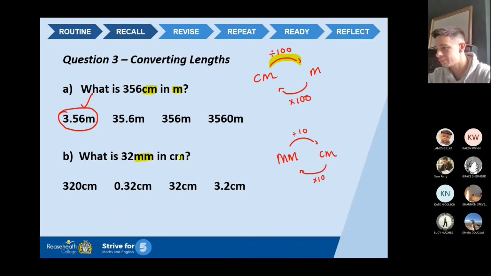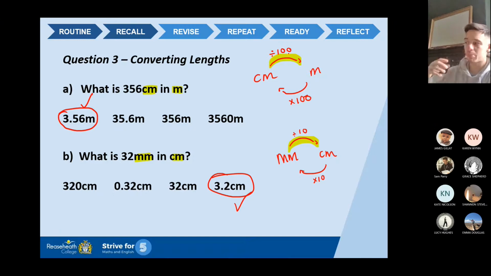We want to go from millimeters to centimeters. So millimeters to centimeters, we're dividing by 10 this time. So my answer is going to be 3.2 centimeters, which is that one there. So it's really important we know whether we're times-ing or dividing, and whether it's by 10, 100, 1,000, etc.